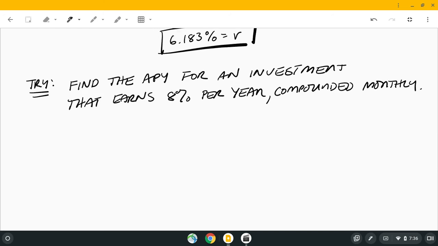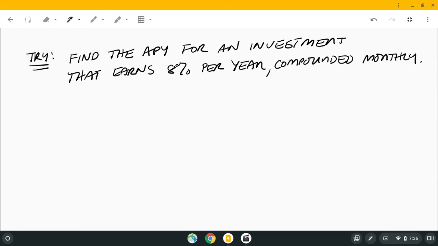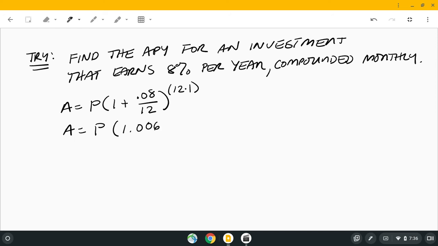If you need to come back and check each step because you're like, I think I did this part, let me check, you can do that as well. So go ahead and hit the pause button and go ahead and try to set it up. So we don't know A, we don't know P. 1 plus R over N, monthly, that's 12 times. 12 times 1. Okay, so this is just P times 1.0067 to the 12th power. Okay, and then this is just P times 1.083.